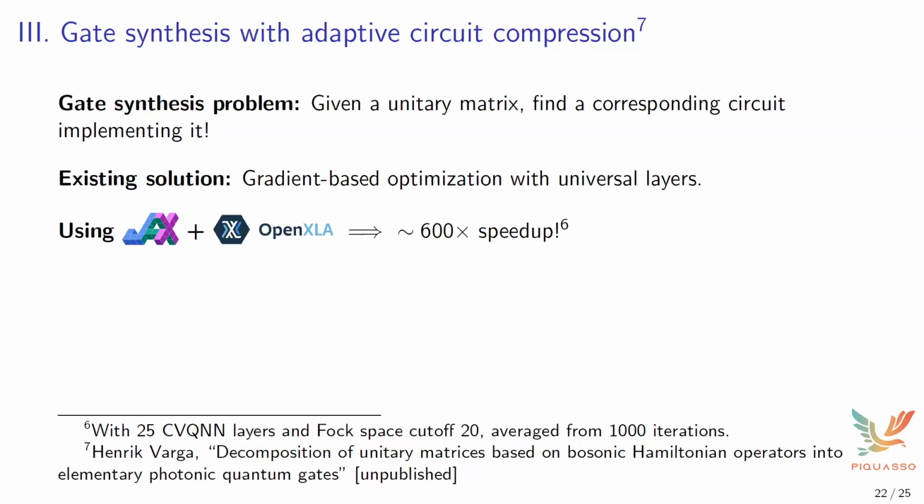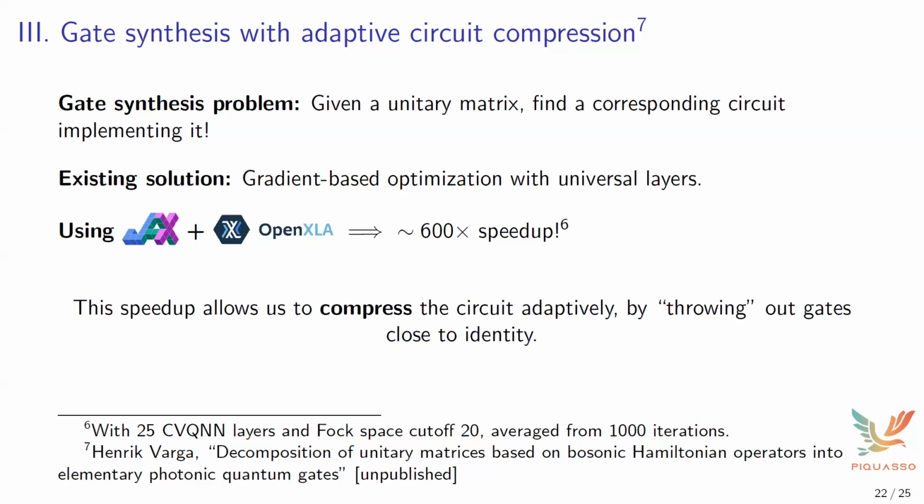And there is an existing solution, which is based on optimization with universal layers. So you put together universal layers of photonic quantum circuits with some parameters, and you try to tweak the parameters so that it will be the given unitary matrix. And of course, you use automatic differentiation for this, and we use JAX to get a 600 times speed up over the previous solution.